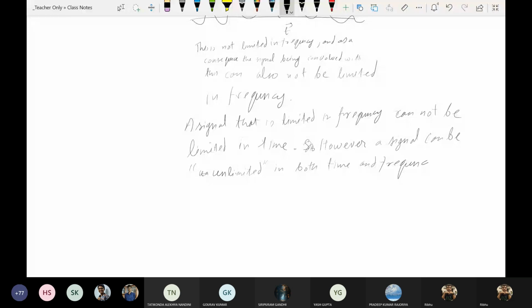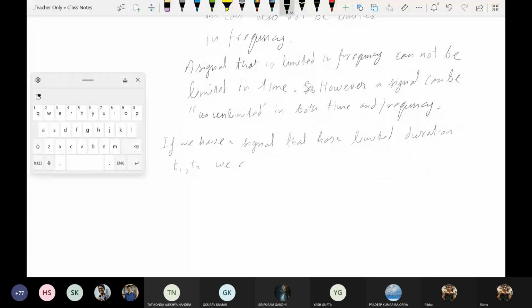So that said, if we have a signal that has a limited duration T1 to T2, we can define its range. Similarly, there is something called the bandwidth.